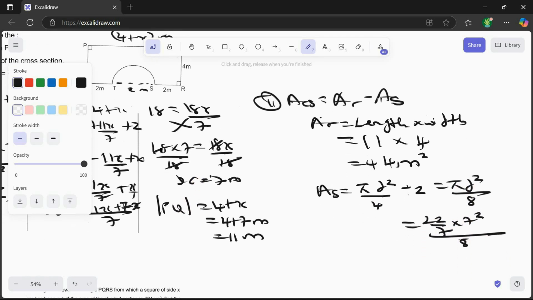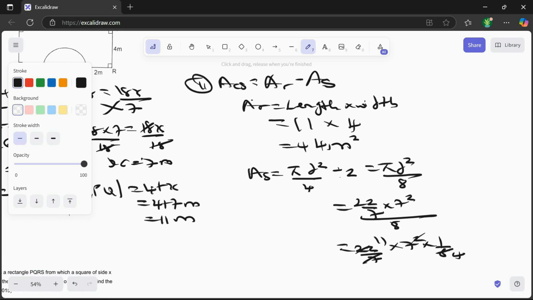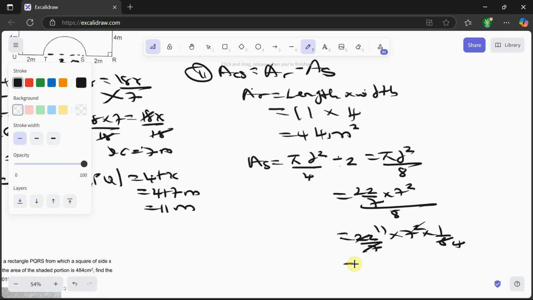So this is like saying 22 over 7 times 7 squared times 1 over 8. So this will cancel this. 2 here 4, 2 here 11. So I'm left with 11 times 7 divided by 4, which will give me 19.25. So this is 19.25 meters squared.